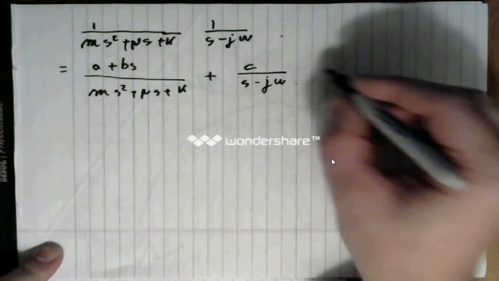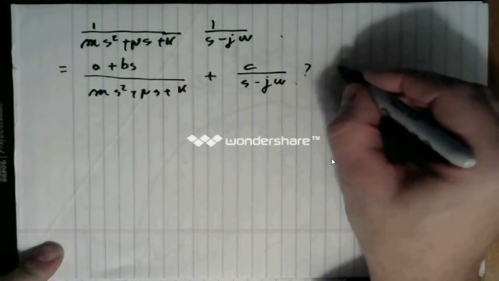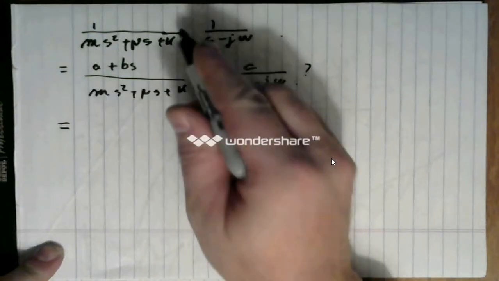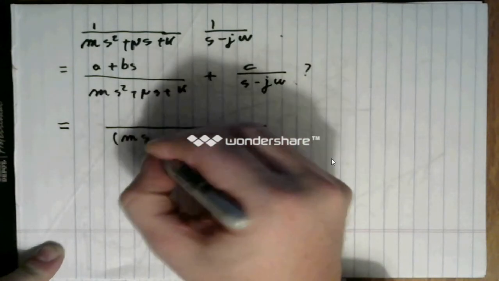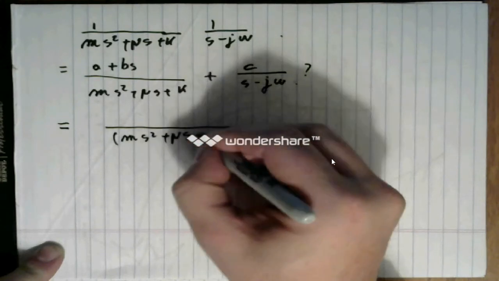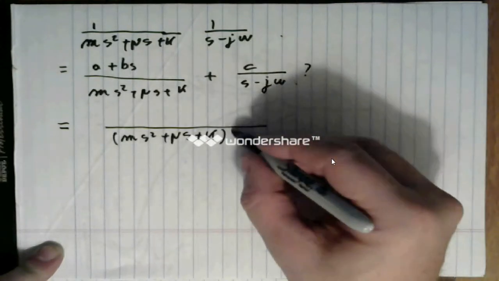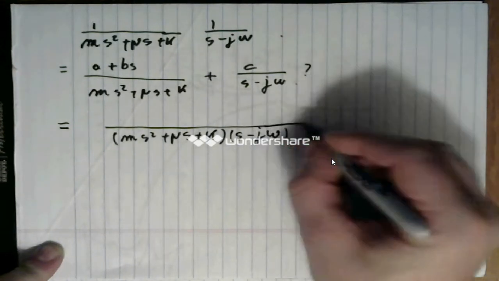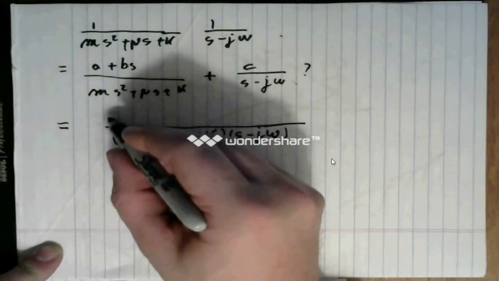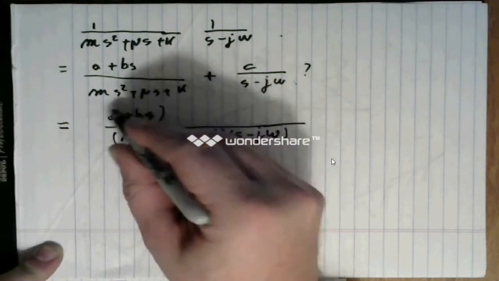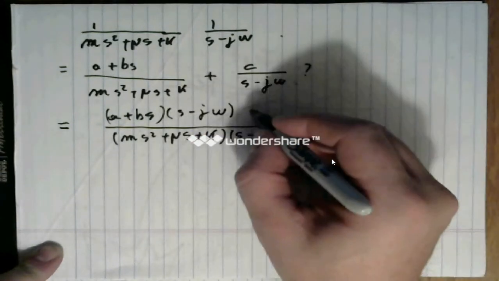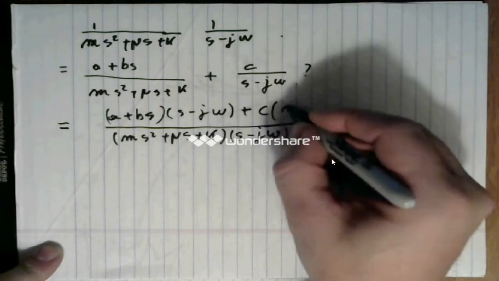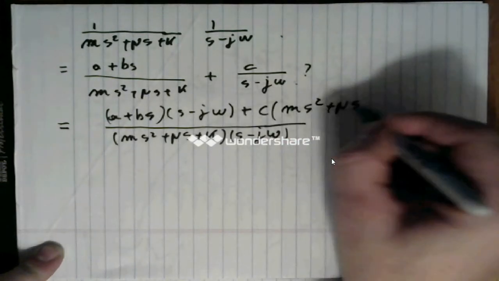Reducing to the same denominator, we look for the values of a and b and c by writing that this must be equal to that, and therefore equal to, with the denominator being the same, and the numerator being equal to a plus bs times s minus j omega, and then plus c times ms squared plus mu s plus k.